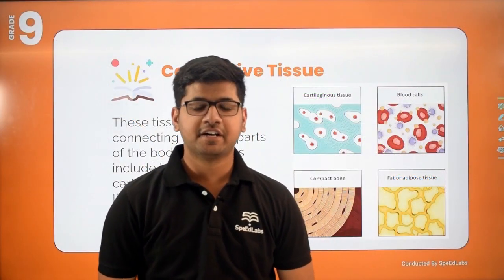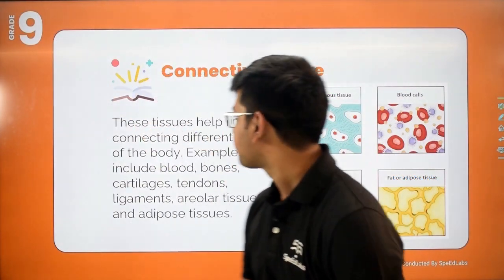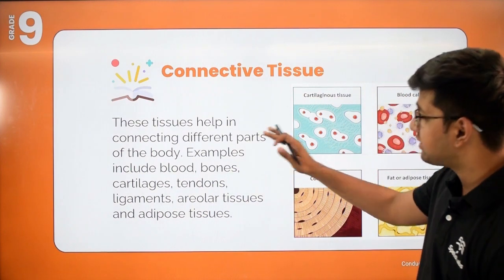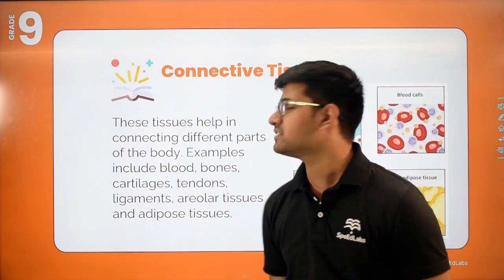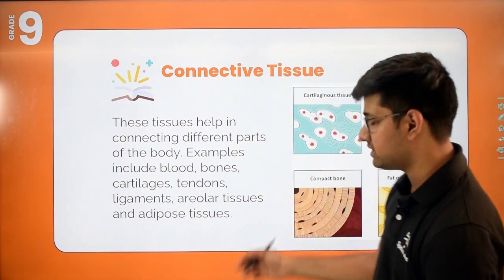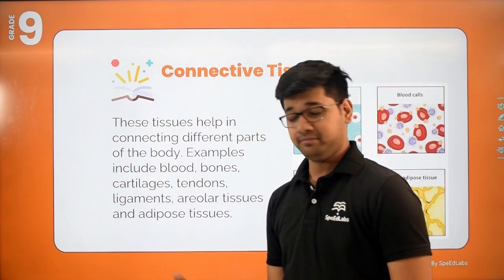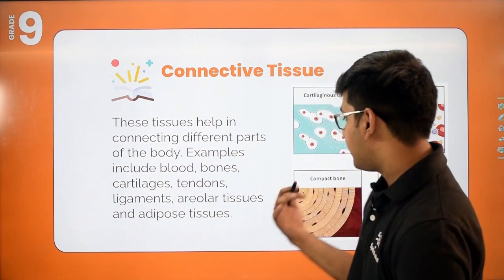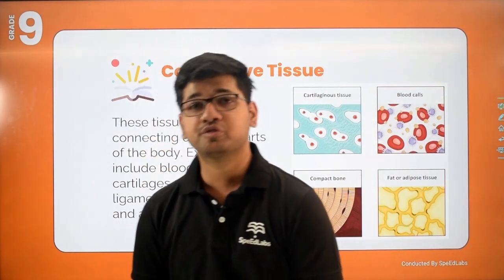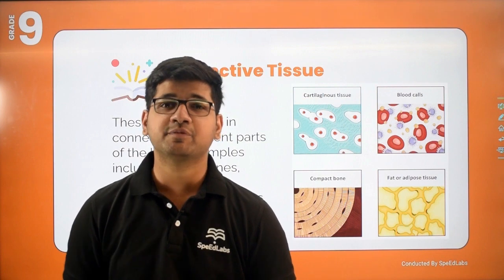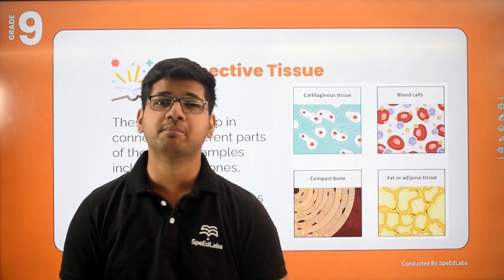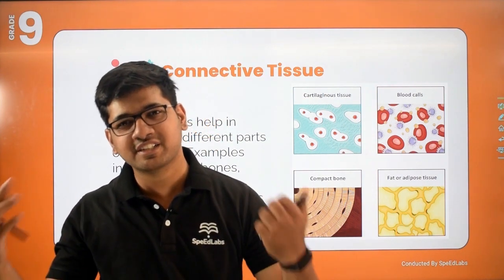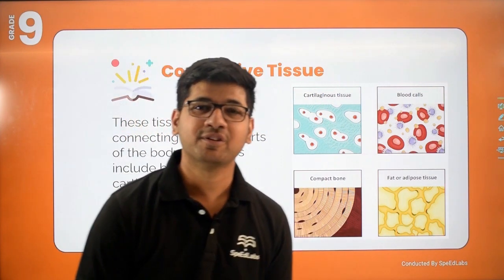Alright students, let us talk about connective tissue over here. Connective tissues help in connecting, that means making connections between different parts of the body. Examples include our blood, bones, cartilage, tendons, ligaments, areolar tissues, adipose tissues. Wherever you find connections between two organs, two bones, two components, two particular structures, that constitutes the connective tissue.